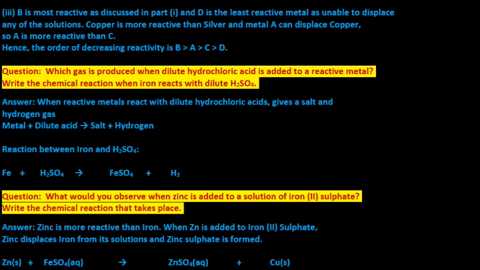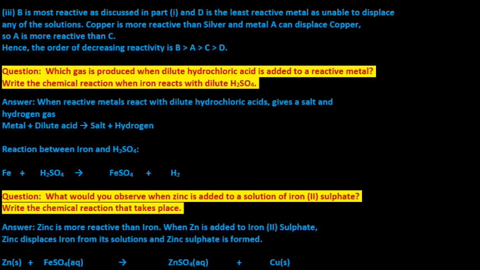Therefore, according to the order of decreasing reactivity, B is more reactive than A, A is more reactive than C, and C is more reactive than D. So D is the least reactive and B is the most reactive.